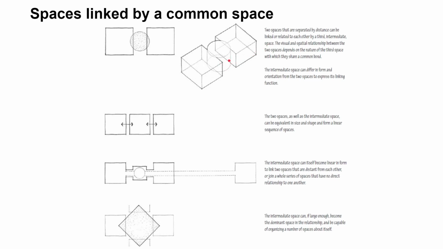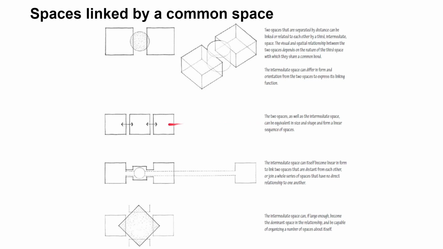So another example of linkages may be a revolving door, in which a passerby would have to go around or go through this door for access. So this intermediate space can differ in form and doesn't have to have the same denomination as both spaces. So these can vary, and this doesn't only apply to square or enclosed spaces. Two spaces as well as the intermediate space can be equivalent in size and shape and form a linear sequence of spaces.